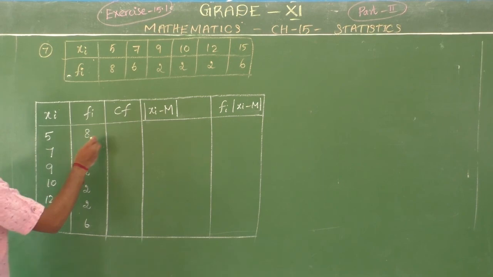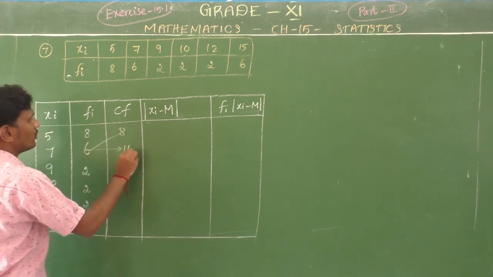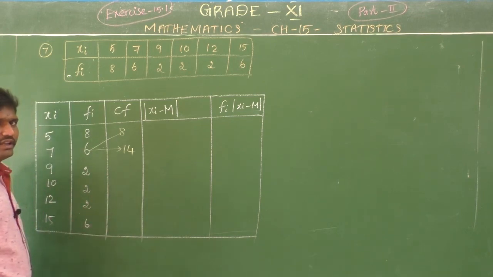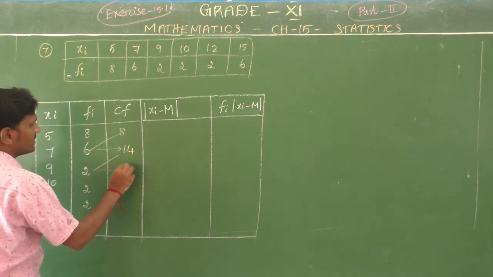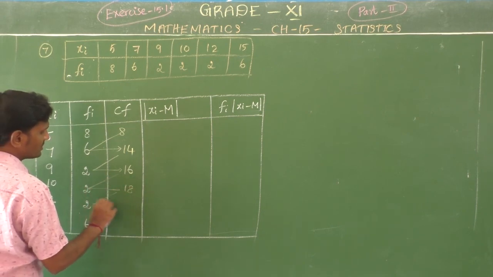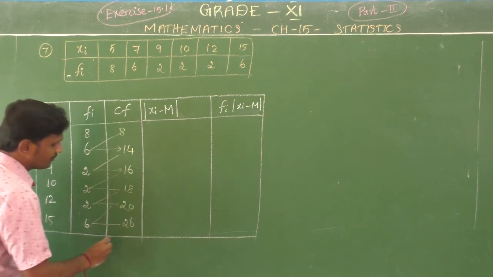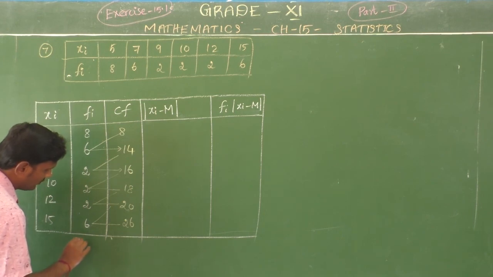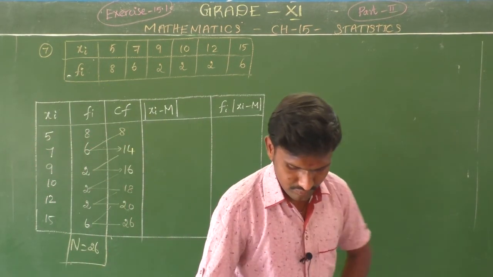First this is the number 8, then we add 6 to get 8 plus 6 is 14. Can you recall? Already you know very well, because that is the easiest topic for you in the 10th syllabus. Now 14 plus 2 is 16. Then 16 plus 2 is 18. 18 plus 2 is 20. Then 20 plus 6 is 26. Now what is the value of n? 26. So n is equal to 26.